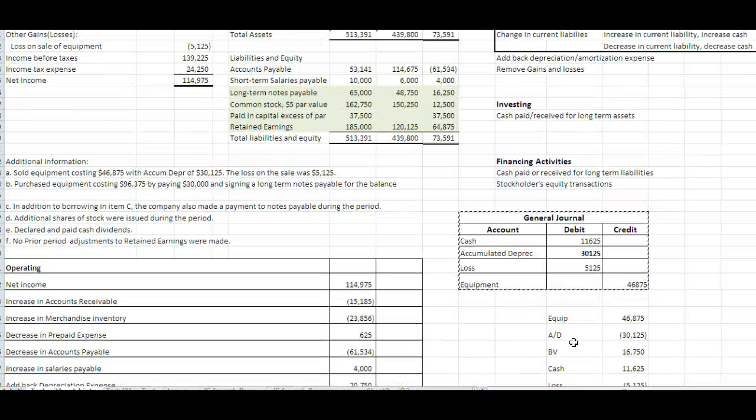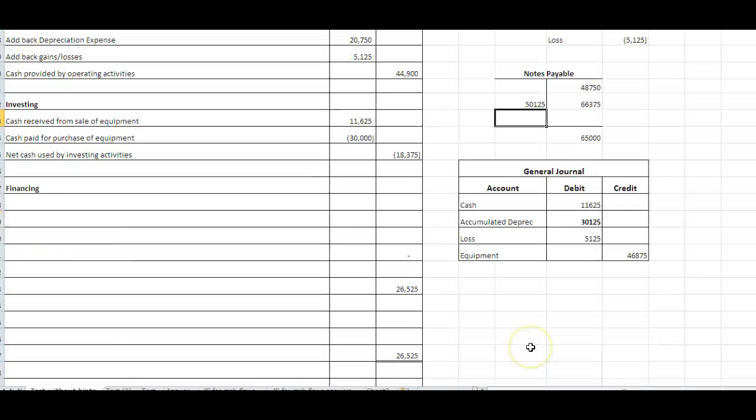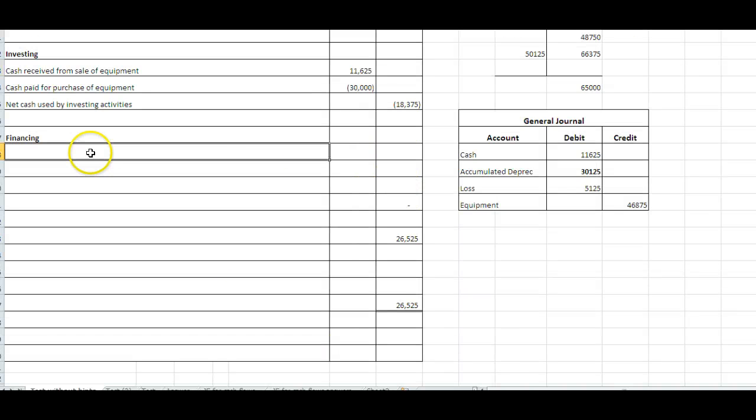I know from my balance sheet that my ending notes payable balance needs to be $65,000. So I can see that I needed to have some sort of a debit over here, and that must be because I paid down some notes. To get from $48,750 plus $66,375 to that $65,000 balance, I can solve and find out that I must have paid down my note by $50,125, and that's just an assumption I can make based on the numbers that I'm given. So I would say cash payment on note payable would be I spent $50,125.